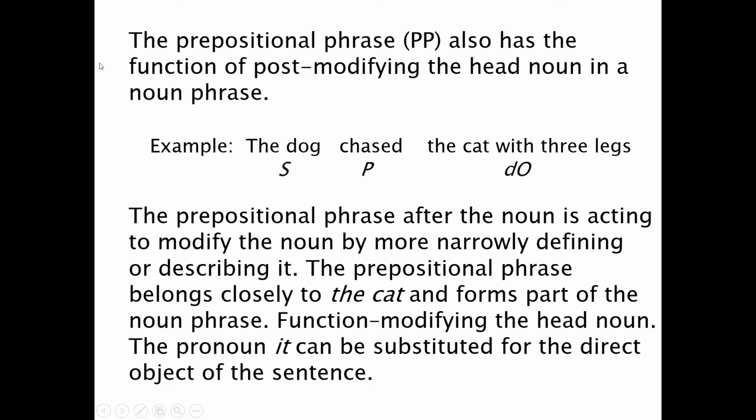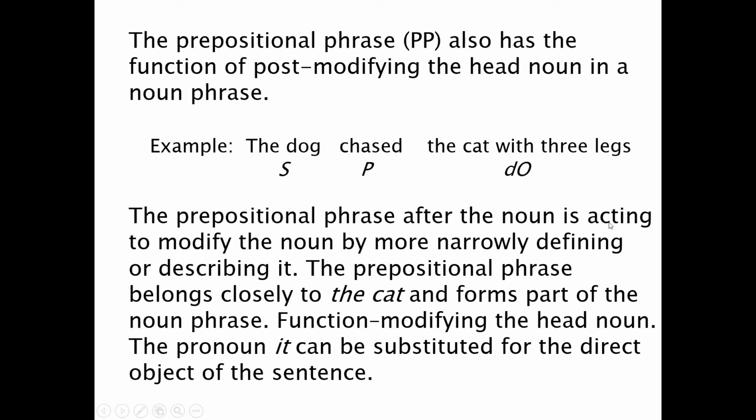Okay, it's very important to remember that the prepositional phrase must have two elements. Okay, number one, the preposition and the noun phrase. If I say under the table, in the tree, on the desk, okay, after tomorrow, and so on. So once again, the prepositional phrase, PP, also has the function of both modifying the head noun in a noun phrase. The dog chased the cat with 3 legs.